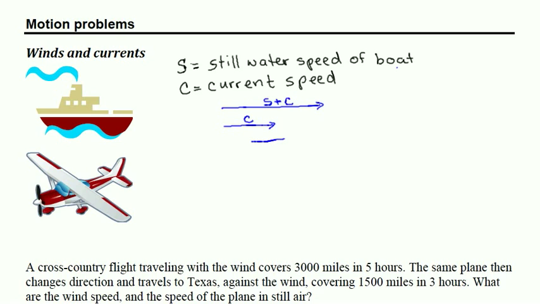If the boat is going against the current, it's of course going to go slower, and we would take the still water speed and subtract the current speed to get the actual speed of the boat. So this is the actual speed of the boat.